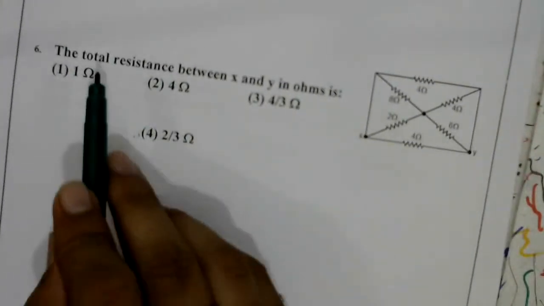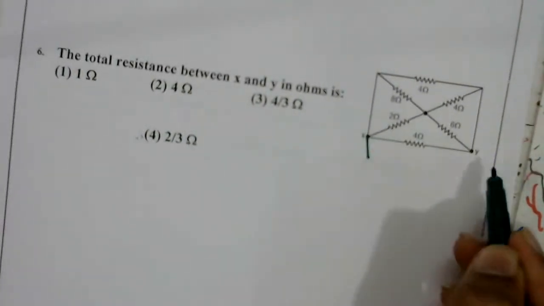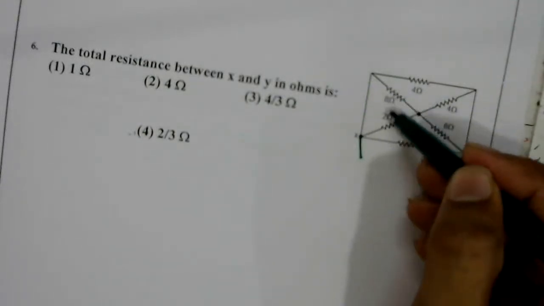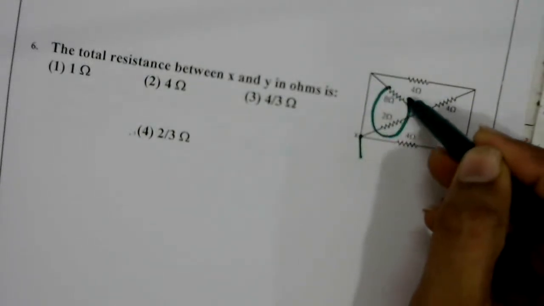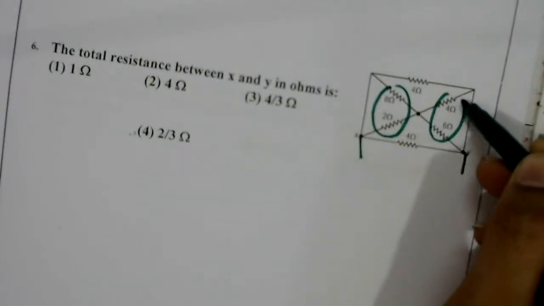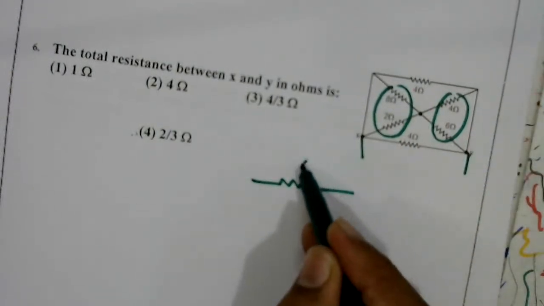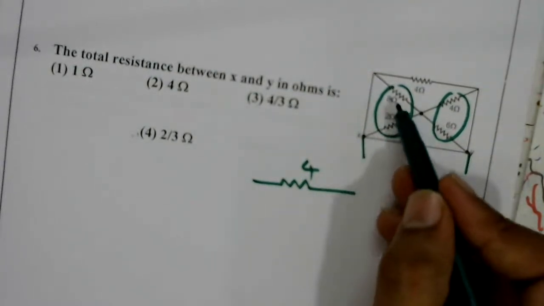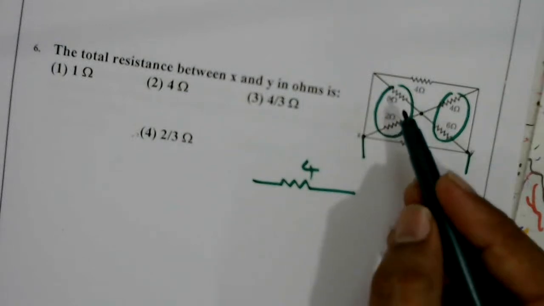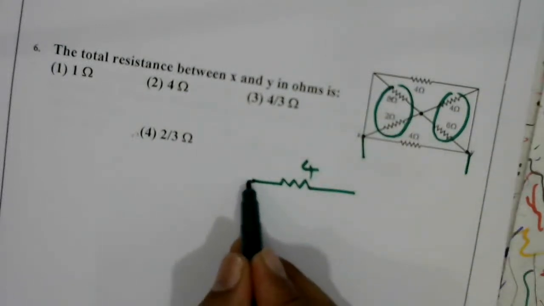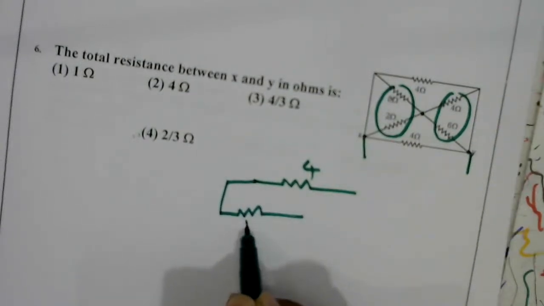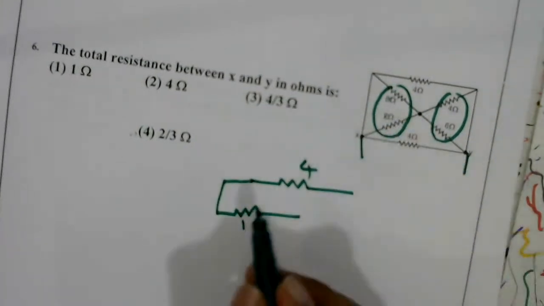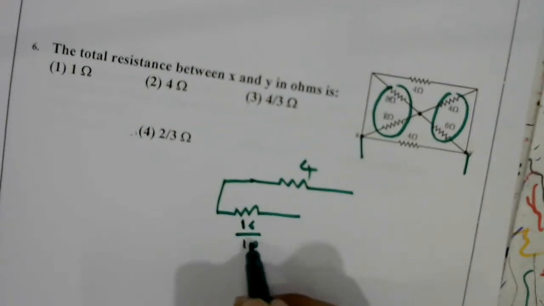Now this one, total resistance between x and y. Eight and 2 are parallel, 4 and 6 are parallel. This upper 4 ohm is kept as it is. These two in parallel: 8 into 2 is 16, 16 divided by 10, so we get 16 by 10 here.